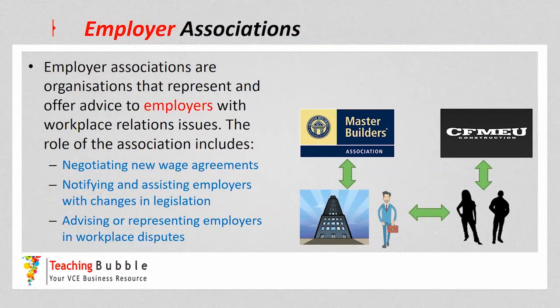Now, the employer associations are very similar to the union. Employer associations are organisations that represent and offer advice around workplace relations issues. The difference is that they do it for the employers and not the employees. So they represent or offer advice for the employers. So in terms of workplace relations issues, some of their roles include negotiating new wage agreements. So similar to the employees, so the union can represent the employees. Here, the employer association can represent the employers in those particular negotiations, or at least offer advice in those particular negotiations.